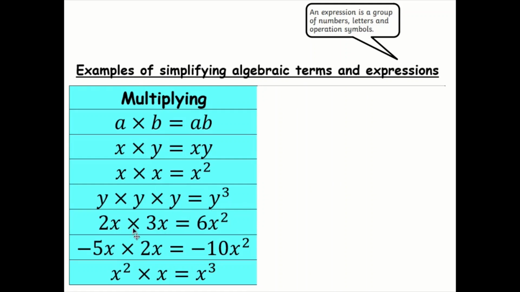Here, look, it's not 5x, it's 6x squared, because you have multiplied the terms. That includes the numbers. 2 multiplied by 3 is 6, x multiplied by x is x squared. Same here, minus 5 multiplied by 2 is minus 10, x multiplied by x is x squared. Here, x squared multiplied by another x gives you x cubed. So these are the rules that we need to be familiar with today.